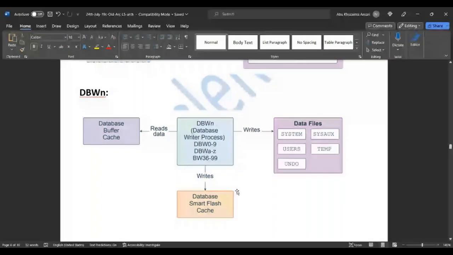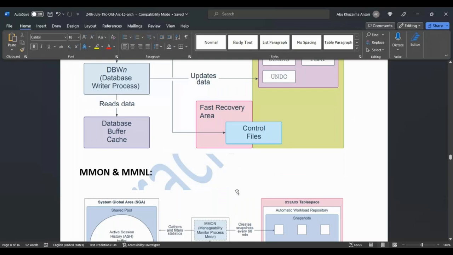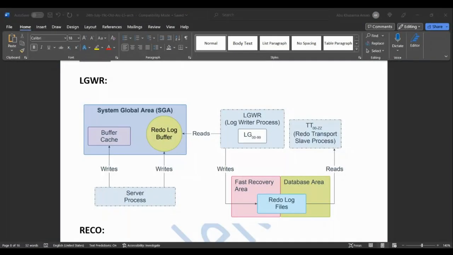Now LGWR, first I will discuss LGWR. LGWR is the log writer process. As I said, it writes the redo entries from the redo log buffer to the online redo log file. Why is it writing? Because these entries are very important. When a user commits a transaction, LGWR writes. When a log switch occurs in your database, LGWR writes. When 3 seconds pass, LGWR writes. When the redo log buffer is one third full, LGWR writes. When 1 MB of data is generated in the redo log buffer, it writes.